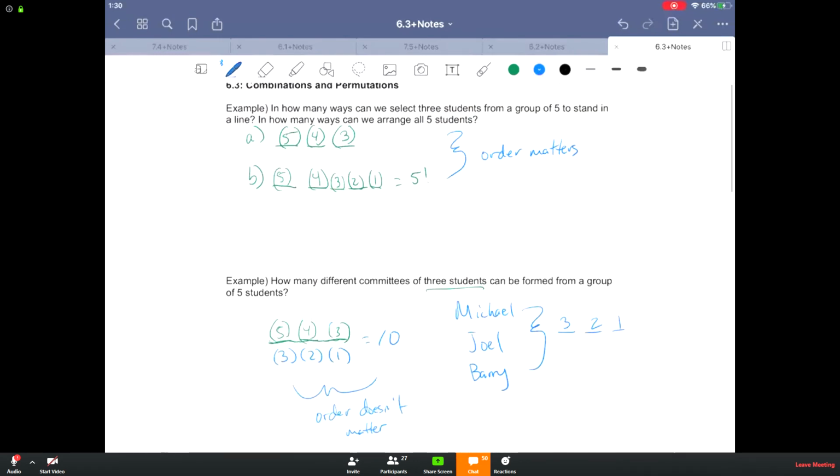Okay, and we have special names for those. Okay, when the order matters, that is called a permutation. Okay, when the order doesn't matter, that's a combination.